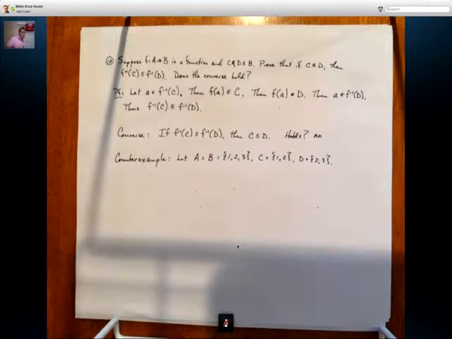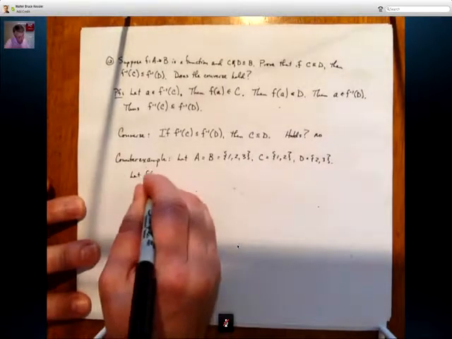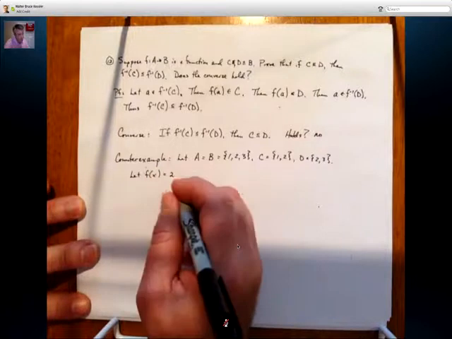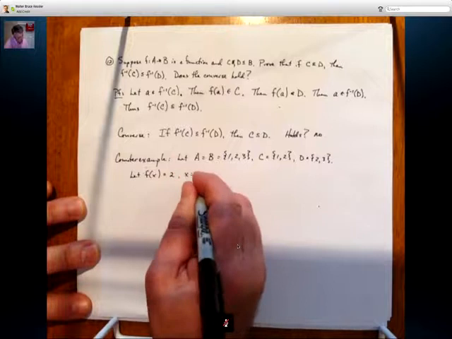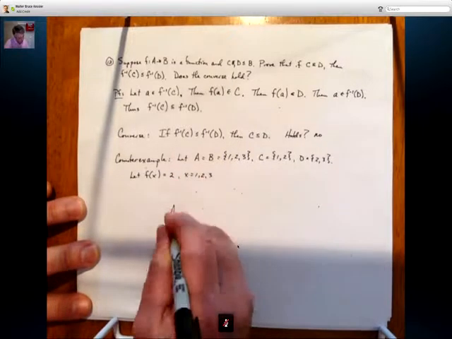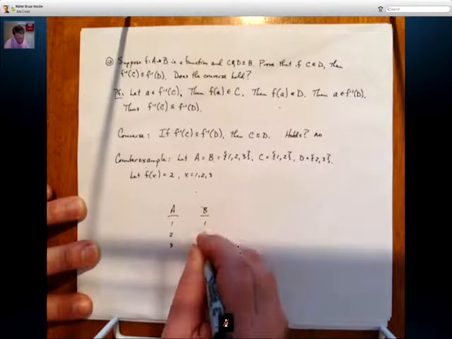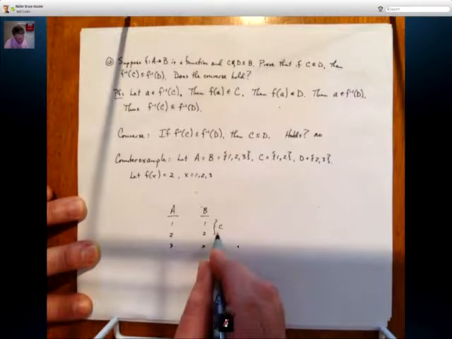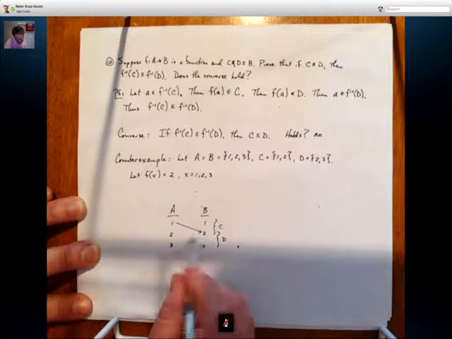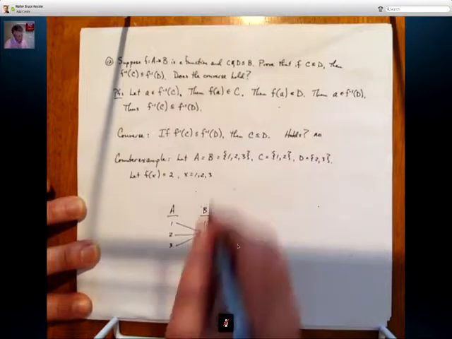Now the thing I'm going to point out to you is that C is not a subset of D, so I just need to do my function accordingly. Let f of x be 2 for x equals 1, 2, and 3. So if I draw this, here's A, 1, 2, 3. Here's B, 1, 2, 3. Here's C. Here's D. But I'm mapping everything to 2.